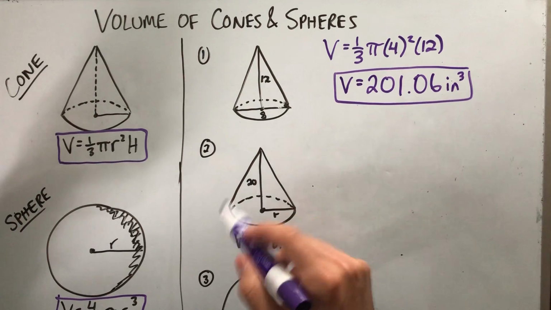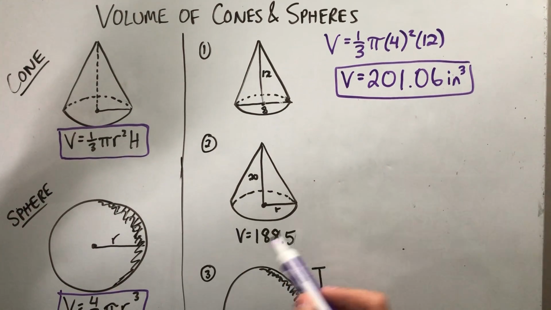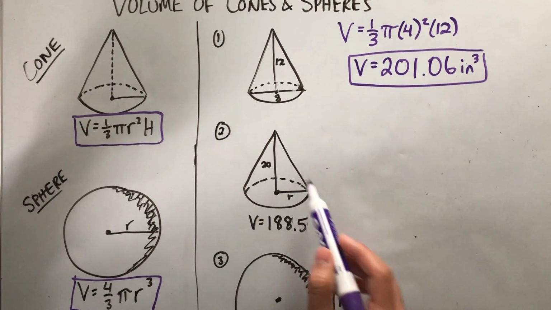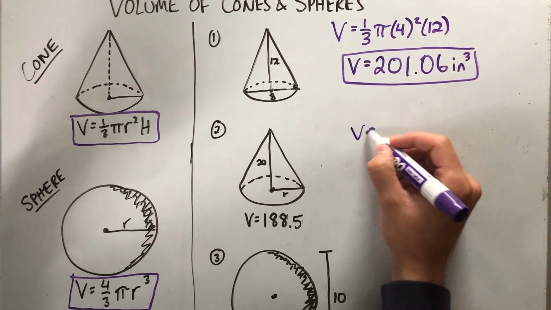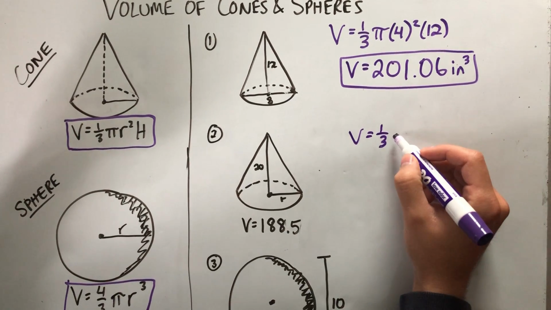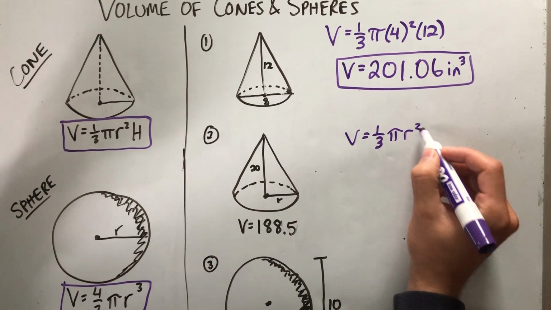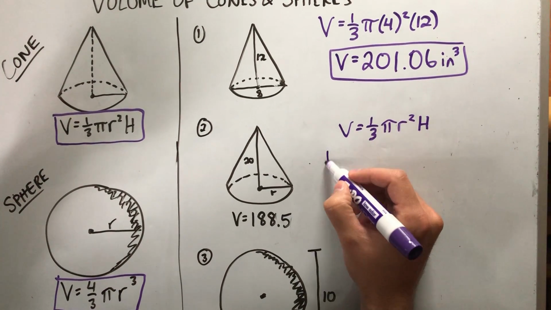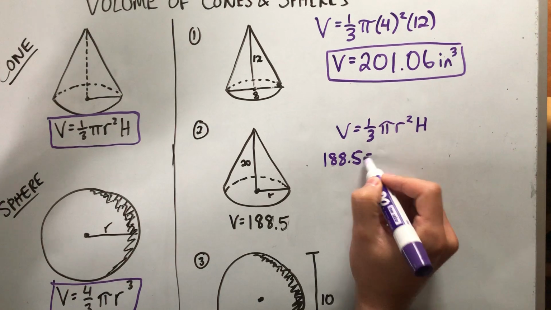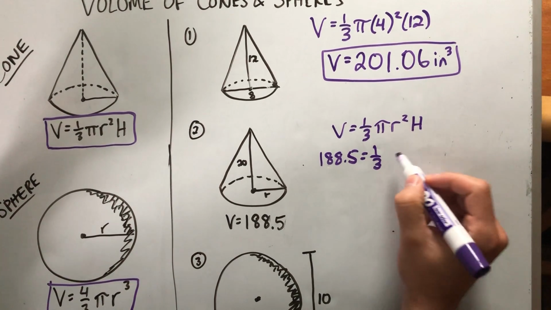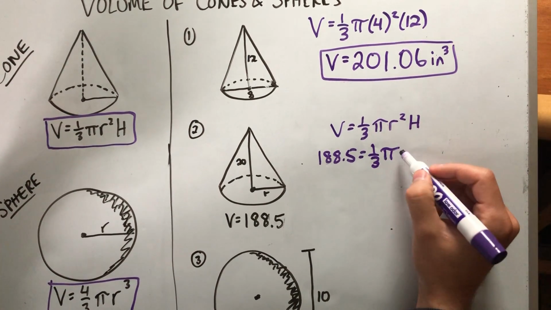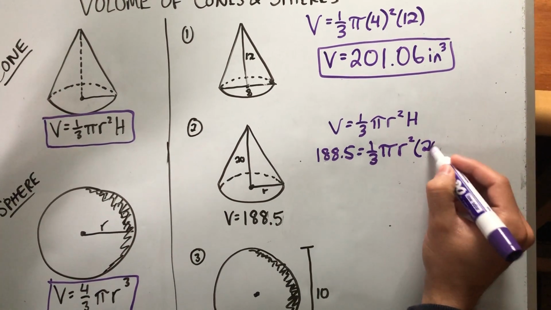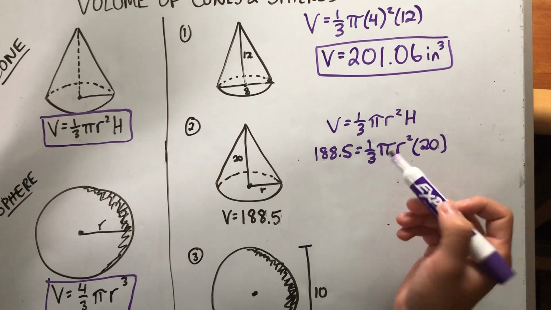Now, some questions might be a little different. In this question over here for number 2, they gave us the volume, and they're going to be looking for the radius. You're still using the volume formula. So the volume formula was 1/3 pi r squared times height. This time they gave you the volume, so you're going to plug in 188.5 for the volume. And you're going to be looking for the radius. You don't know what the radius is. The height is 20. And you have to solve for the radius.